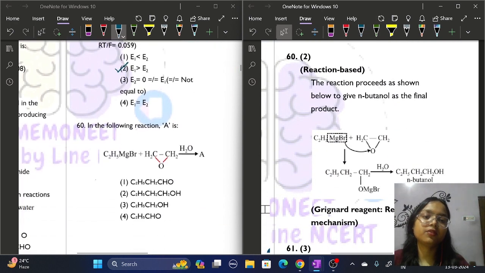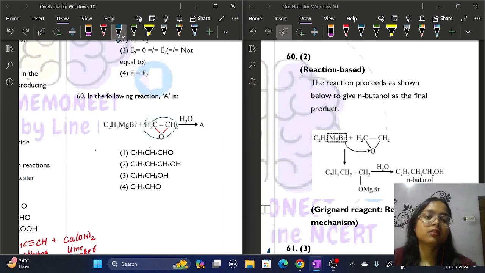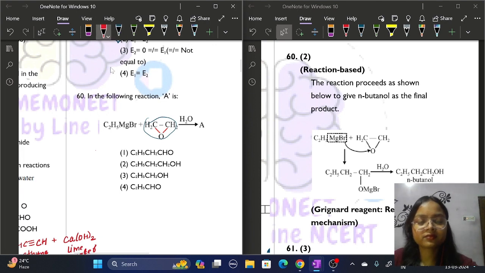Okay, so let's move on to the next question. Question number 60. In the following reaction, A, C2H5MgBr plus CH2 double bond O, this is a type of compound. So what is the name of this compound? This is Grignard's reagent.